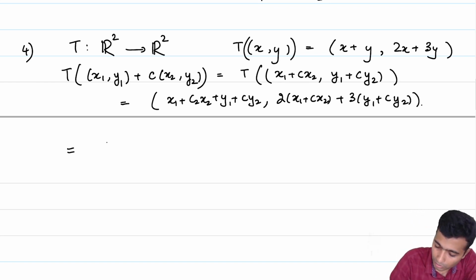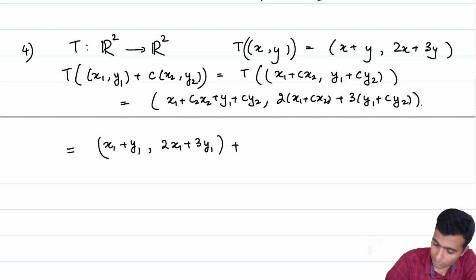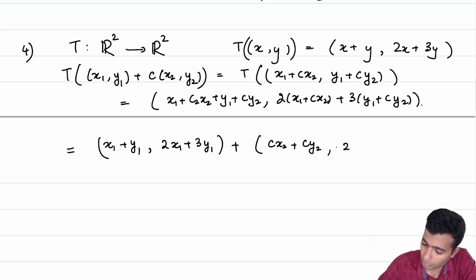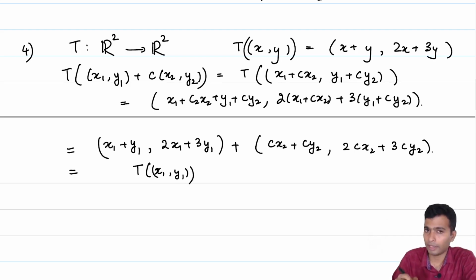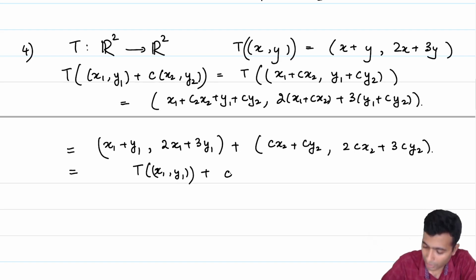So this is going to be x1 plus y1 comma 2 times x1 plus 3 times y1 plus cx2 plus cy2 comma 2 times cx2 plus 3 times cy2, which is equal to, so this is already equal to T of x1 y1, and in the second case this is going to be c times, just take out the c common here because this is actually multiplication by, okay, I'll just write it down.